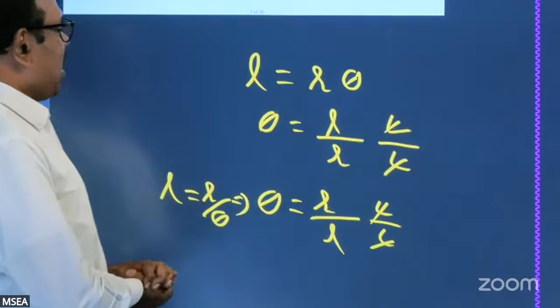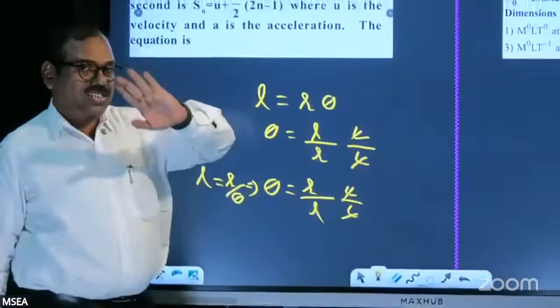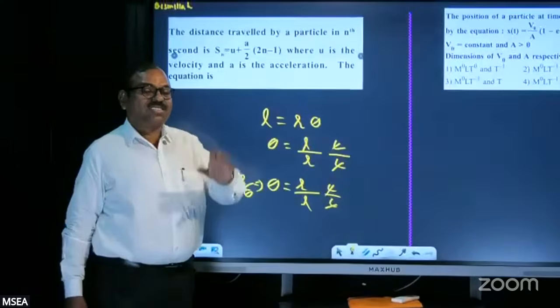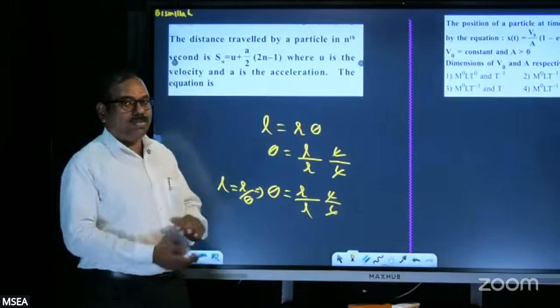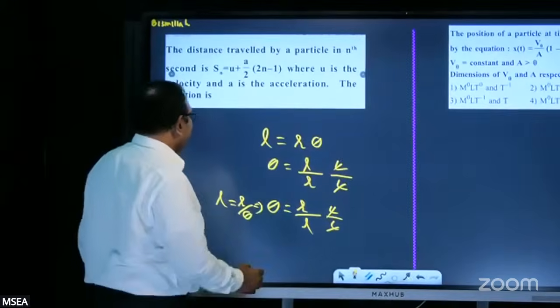Now look here. Is this dimensionally correct or not? It must be dimensionally correct, because it is physically correct. Physically correct means it should be dimensionally correct. But what is the dimensional formula for Sn?